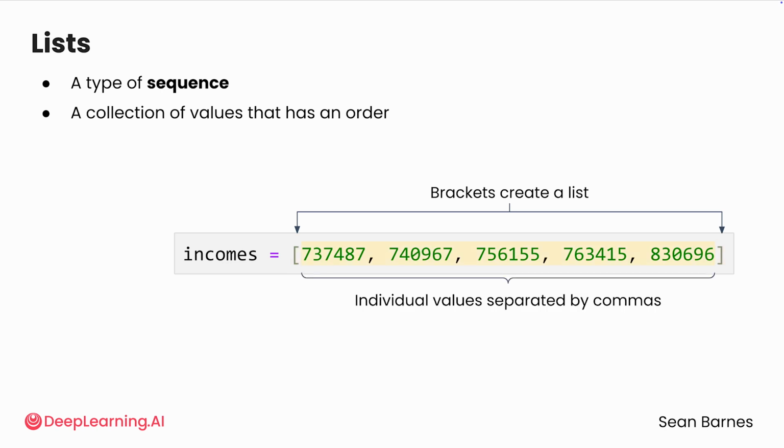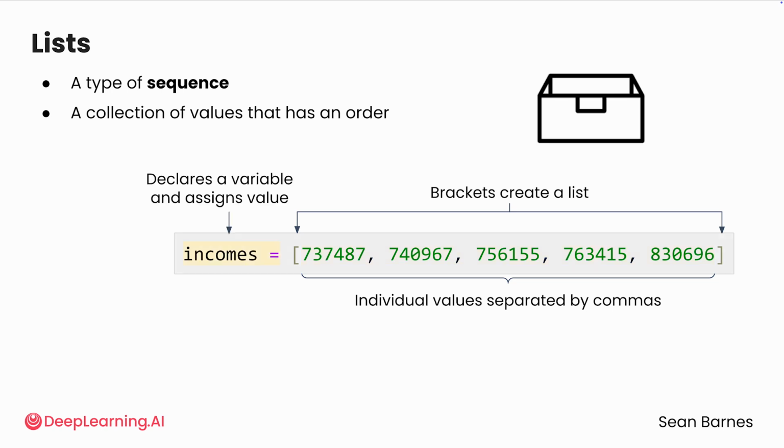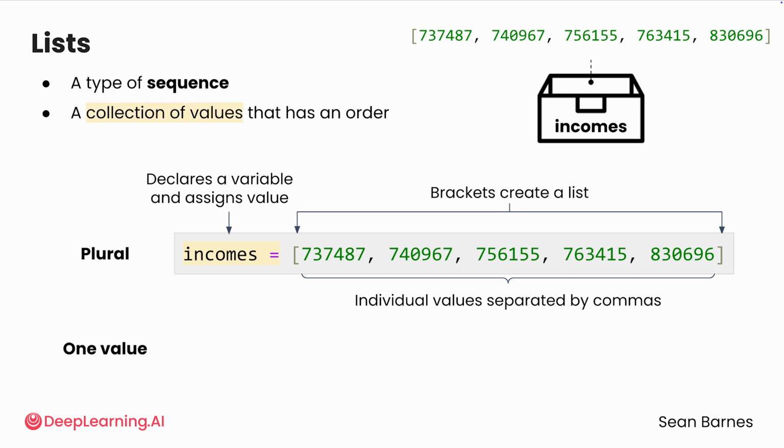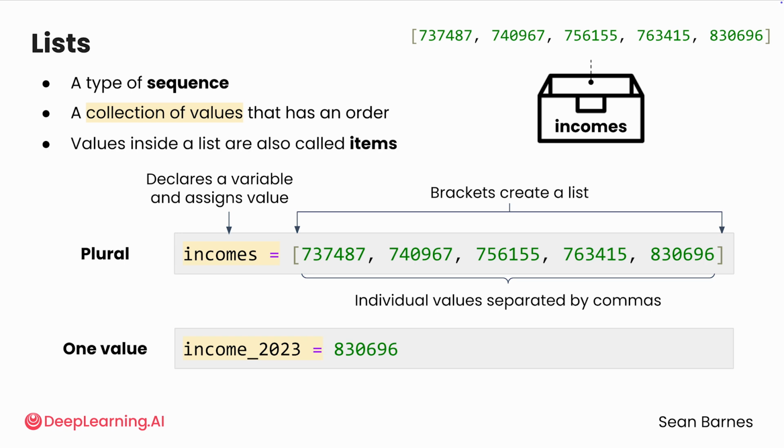In order to use this list later, you'll want to save it in a variable. So incomes equals declares a new variable called incomes and assigns it the value of the list on the right. You create a new box, label it incomes, and store this list inside. Lists often have a plural variable name because they represent a collection of values rather than just one value, like income 2023. Sometimes these values inside a list are also called items.